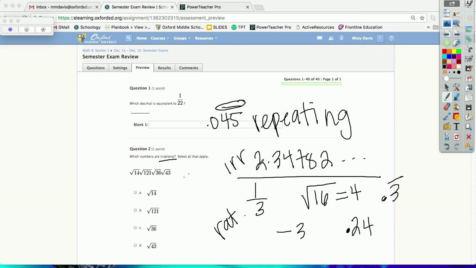So the only thing that's irrational is these numbers that keep going without a pattern, and sometimes they're hidden in things like square root of 17. Well, that's not a perfect square. It's going to give me some crazy long decimal. So the answers for number 2 should have been the two that don't give me a perfect square, which are square root of 14 and square root of 43.